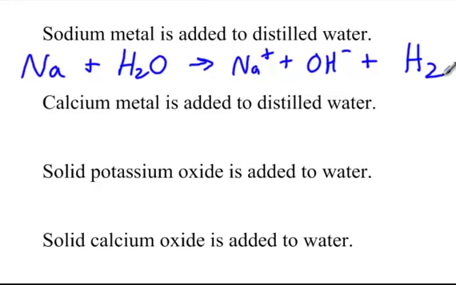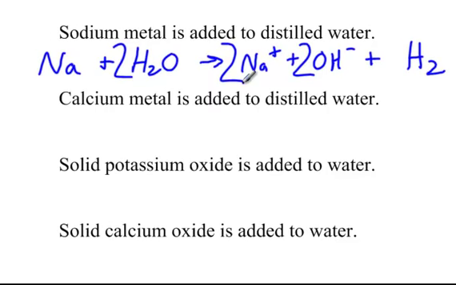I do have to balance this because take a look at my hydrogens, they're off. So I need to put a 2 in front of the water. And is it done balancing? No, I need to balance the charges as well, so I need to put a 2 in front of the Na+ and a 2 in front of the Na.